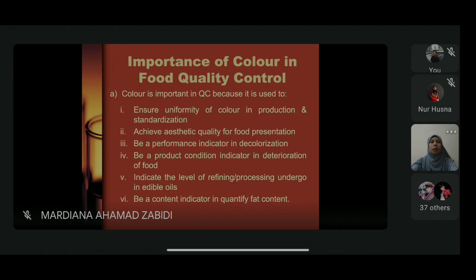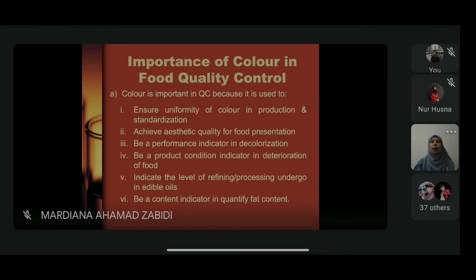Alright, so why is color important for food quality control, especially in the industry? First and foremost, the most important thing is that we want to ensure the uniformity of color, in terms of the consistency of the color in production, as well as standardization. If you can recall, in the previous chapter I mentioned that on the production floor, the workers need to have a standard color.